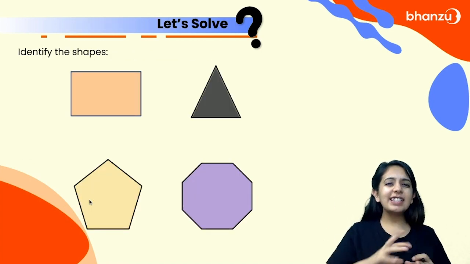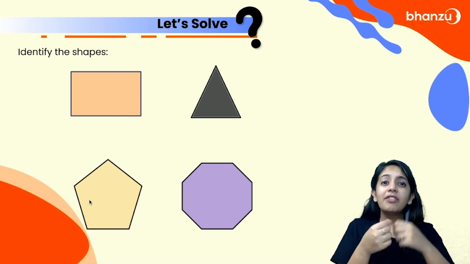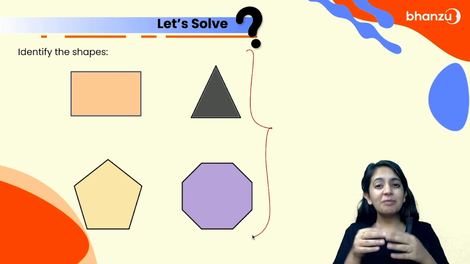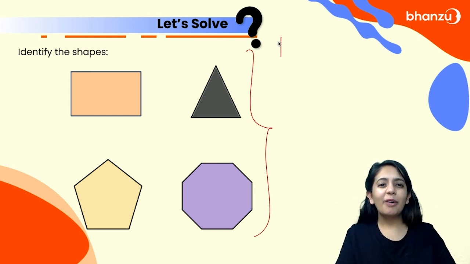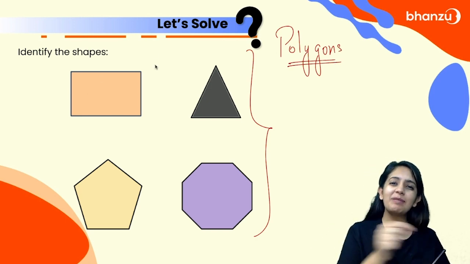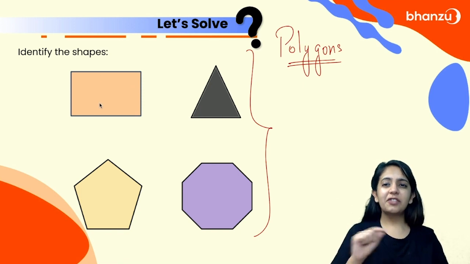Okay, here we can see some closed shapes made up of line segments. So what do we call such shapes which are closed and made up of line segments? We call them polygons. So all of these that you see on the screen are polygons. So tell me, what are the names of these polygons? Starting with the first one.